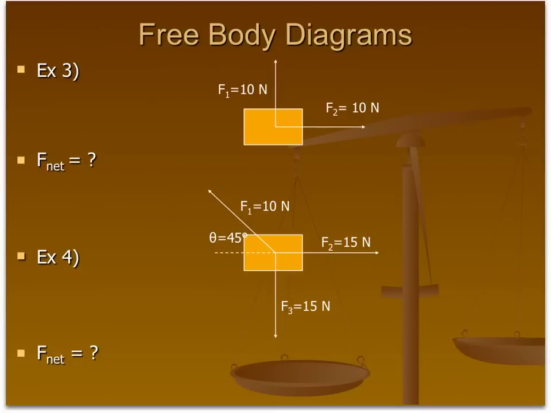Notice in number 3 we have 2 forces. We have F1 acting in the upward direction at 10 newtons, and we have F2 acting towards the right with a force of 10 newtons. And so let's go to a blank screen and see if we can resolve these 2 components and solve for our F net.